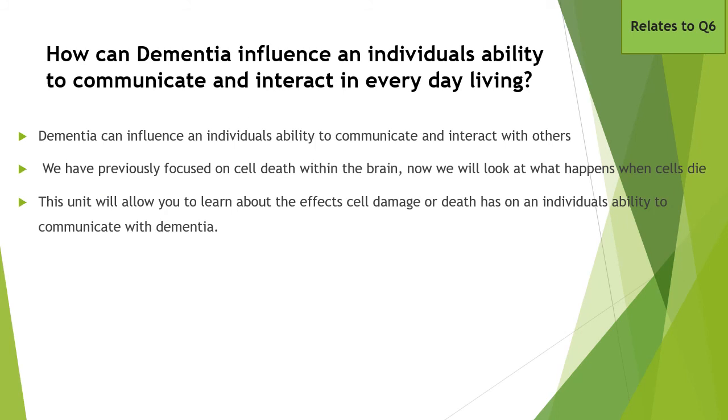So we're now going to look at slides relating to question number 6, and we're going to look at the level 2 dementia. And we're going to start by looking at how dementia influences an individual's ability to communicate and interact in everyday living. Dementia can influence an individual's ability to communicate and interact with others. We've previously focused on cell death within the brain, and now we're going to look at what happens when the cells die. This unit allows you to learn about the effects that cell damage or death have on an individual's ability to communicate with dementia.